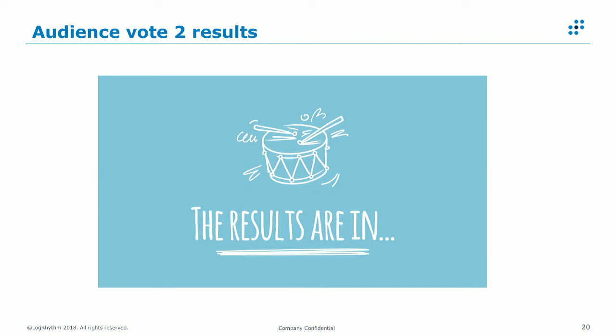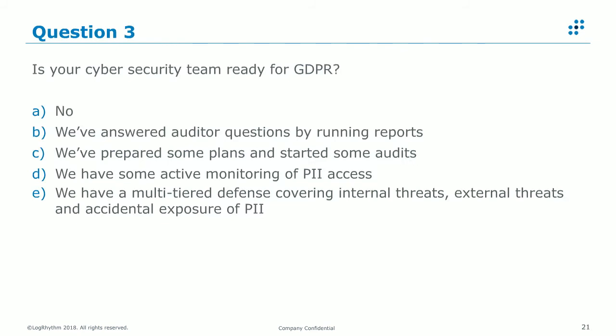Some good advice there. We're going to move on to one last vote to take us into the last section of the presentation. Voting has opened, and we're asking you if your cybersecurity team is ready for GDPR. There are 5 options to choose from. Again, please vote whilst we are listening to the next segment. If you have any questions, please do submit them, and if we have time at the end, we will ask those questions to Rob and Chris. Over to you, Rob.